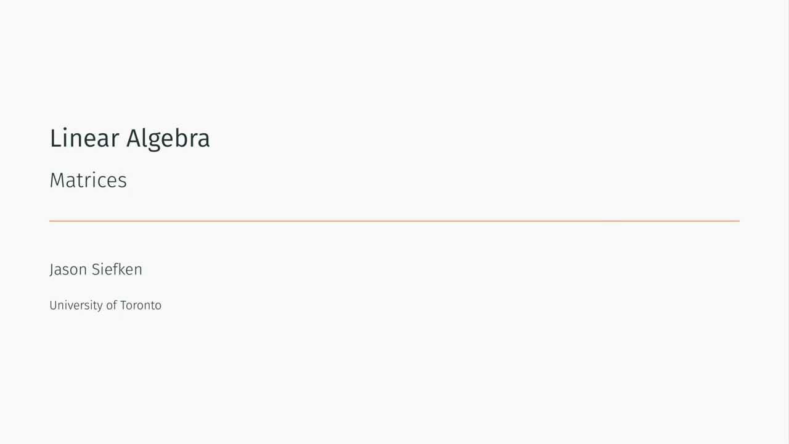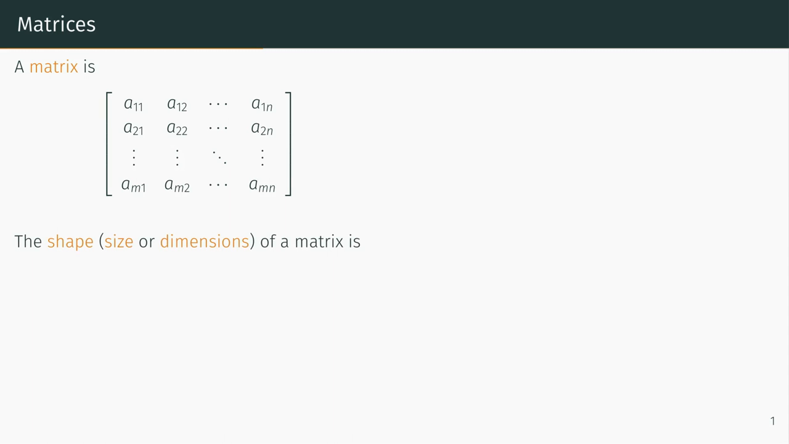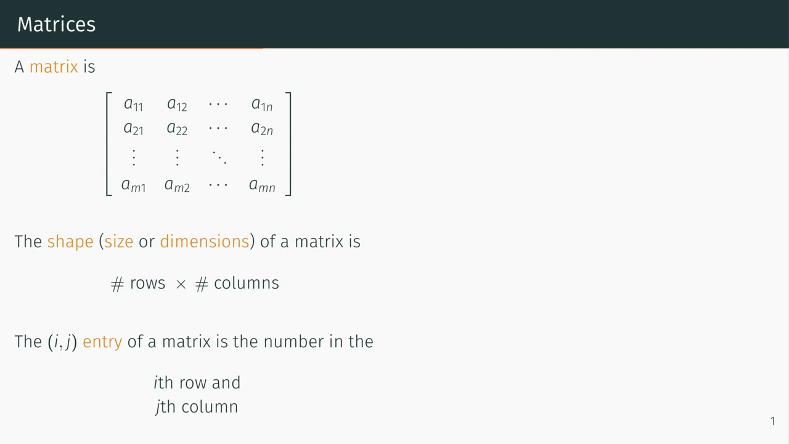In this video, we will discuss matrices. A matrix is a grid of numbers surrounded by round or square brackets. The shape, size, or dimensions of a matrix is the number of rows by the number of columns. When referring to entries in a matrix, we first specify the row and then the column. So the ij entry of a matrix is the number in the ith row and jth column.